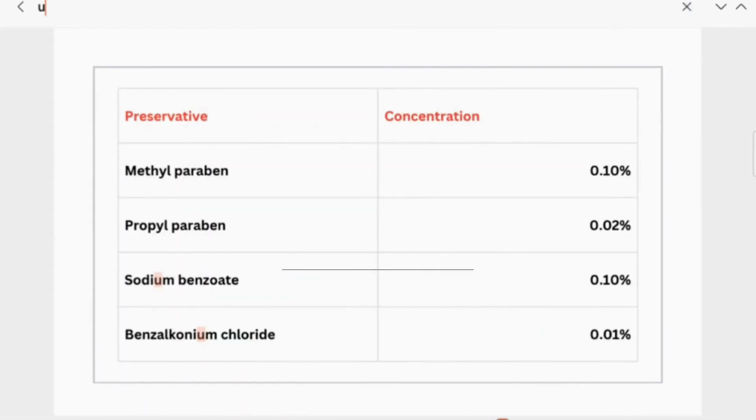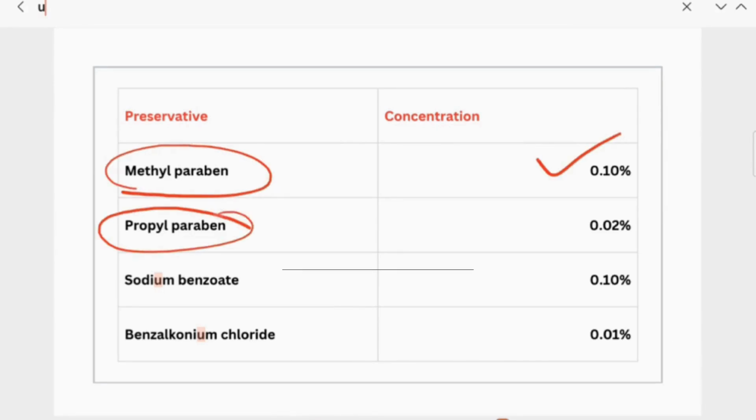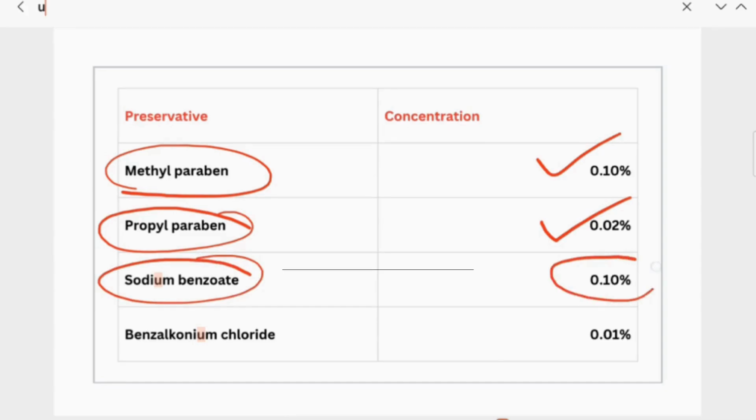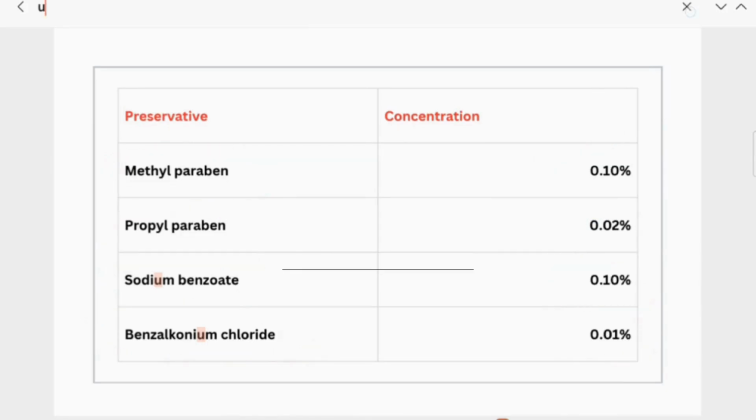Here are some examples. Methyl paraben is used as a preservative at a concentration of 0.10. We use propyl paraben at a concentration of 0.02. Sodium benzoate at a concentration of 0.10%. Benzalkonium chloride at 0.01%.